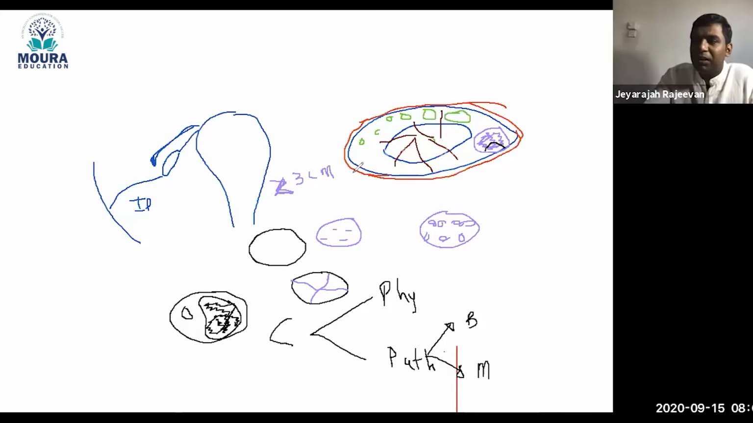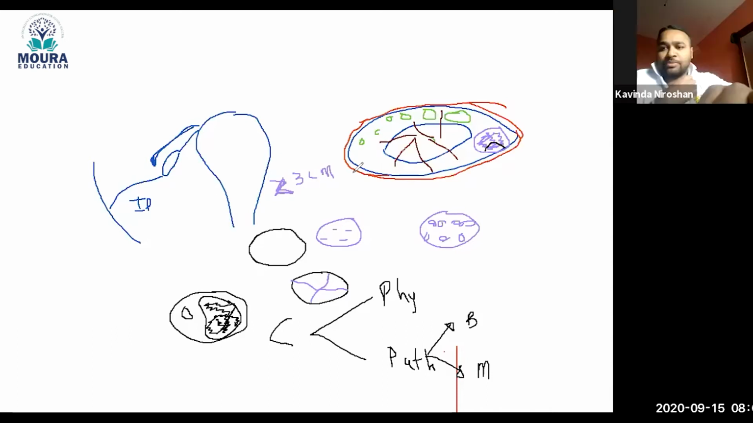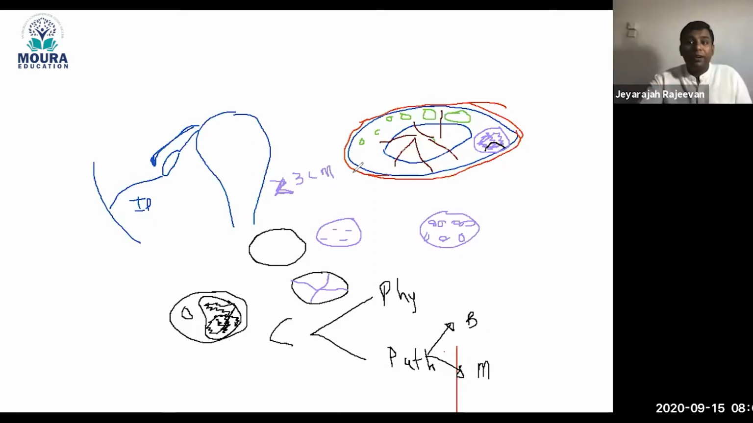Why is 3 centimeter not applicable? Anyone? Please try to understand. Due to menopause, all follicles are depleted, sir. Very good. So due to menopause, there is no ovulation.